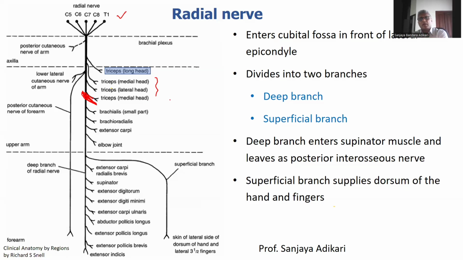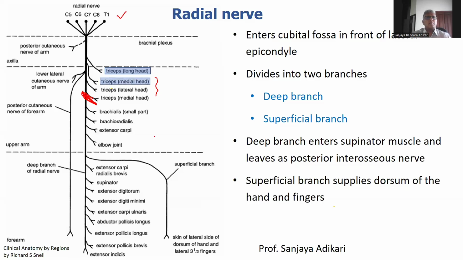but you don't get total loss of extension of the elbow. It could be weak, because the lateral head may be paralyzed. Even part of the medial head may be paralyzed, but part of the muscle is still active because of these high branches given in the axilla. So that is an important point to remember.